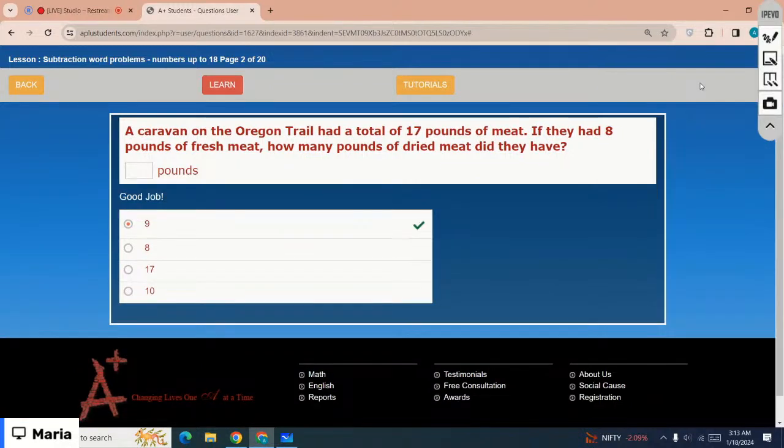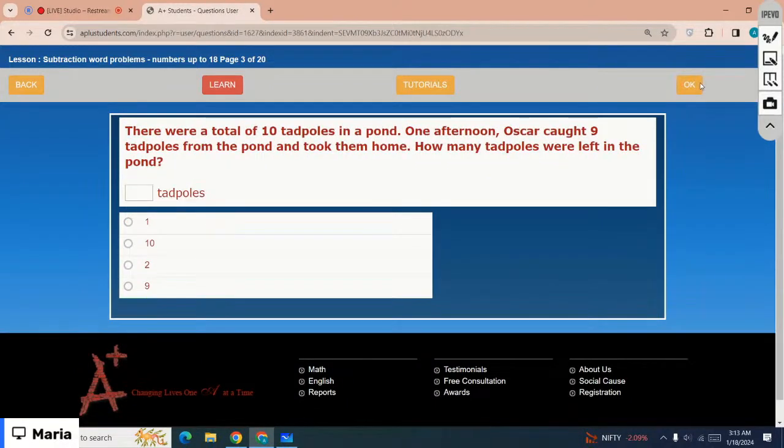The next one is, there were a total of 10 tadpoles in a pond. One afternoon, Oscar caught 9 tadpoles from the pond and took them home. How many tadpoles were left in the pond? So, which is the correct option?